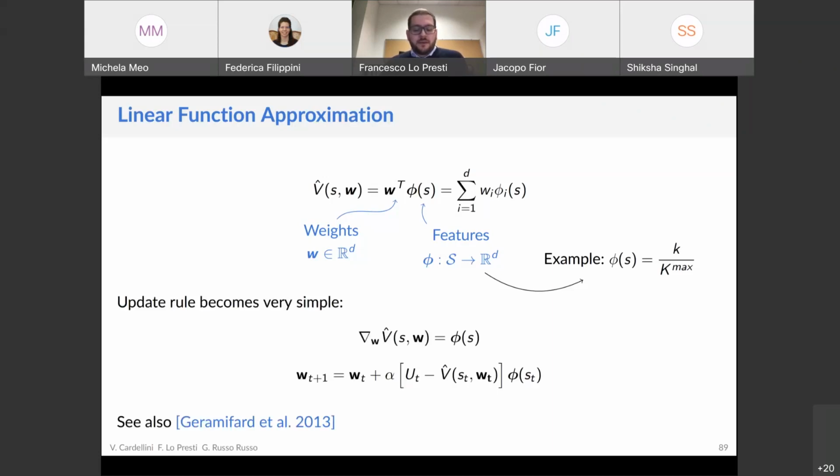When we consider linear function approximation, the update rule for the weights W becomes very simple, because if we take the derivative of V hat, we just end up with the features themselves. And when we replace this term in the update rule, we end up with a very simple update rule.